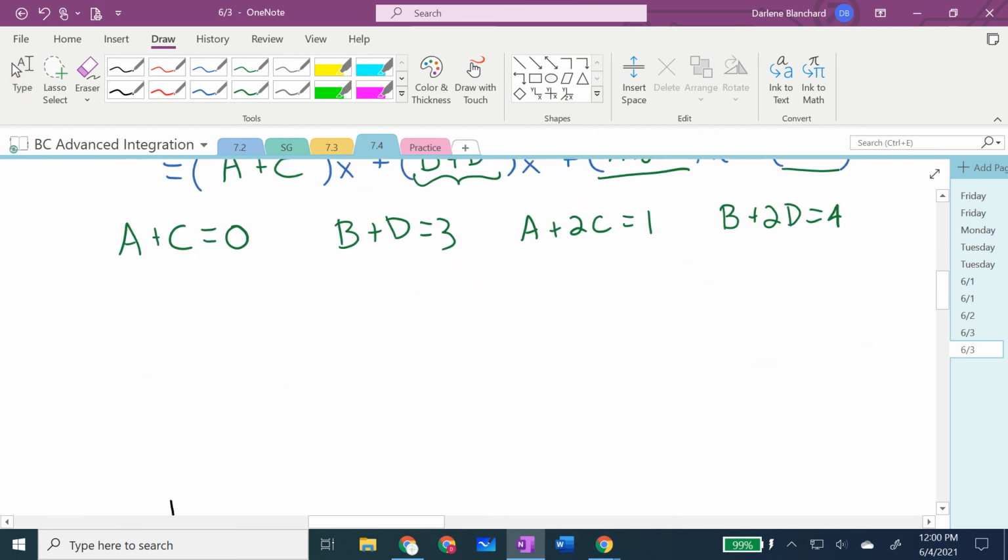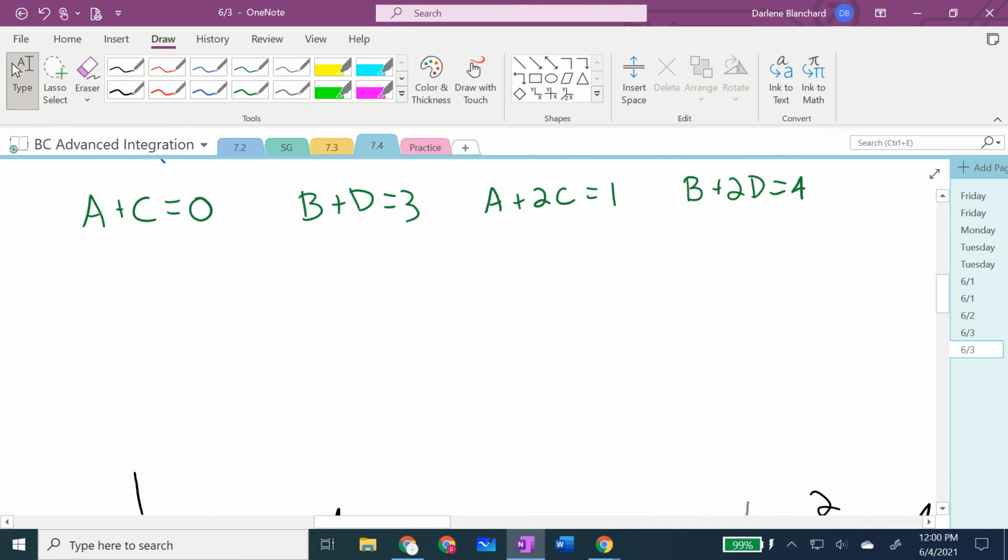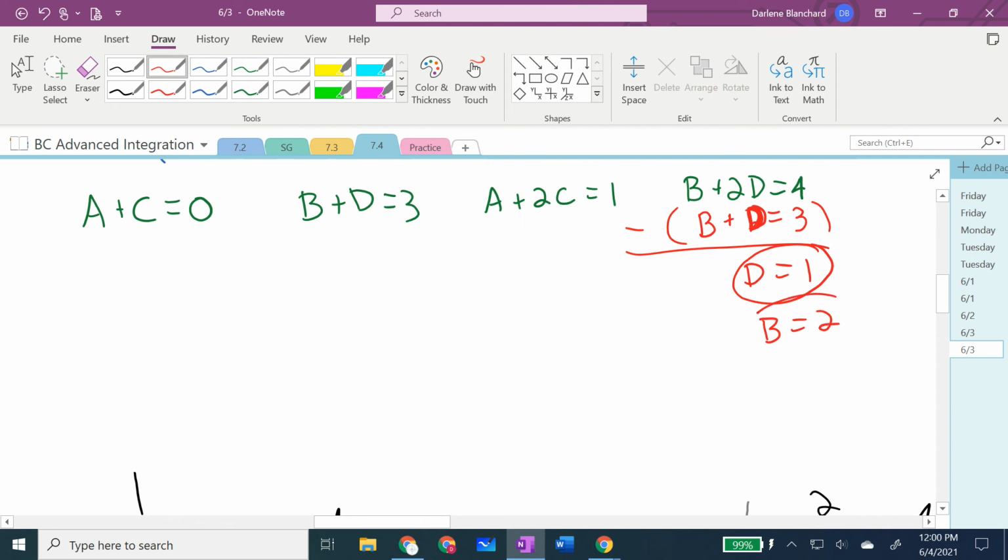And now the mission is to solve the system of equations. I am going to bring the b plus d equals 3 over here and subtract. B minus b is 0, 2d minus d is d, and 4 minus 3 is 1. Woo! If d is 1 and b plus d is 3, b must be 2.